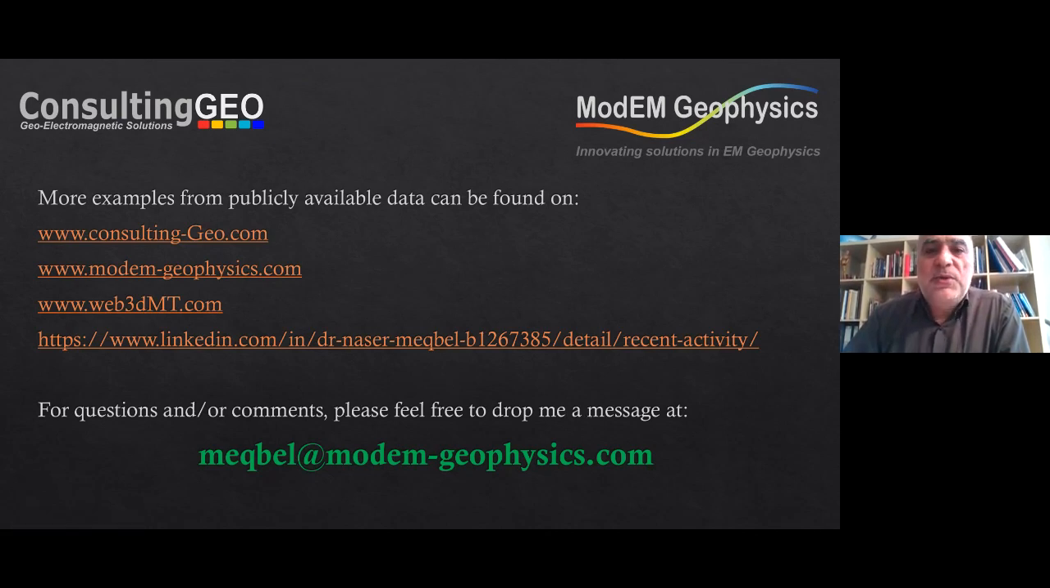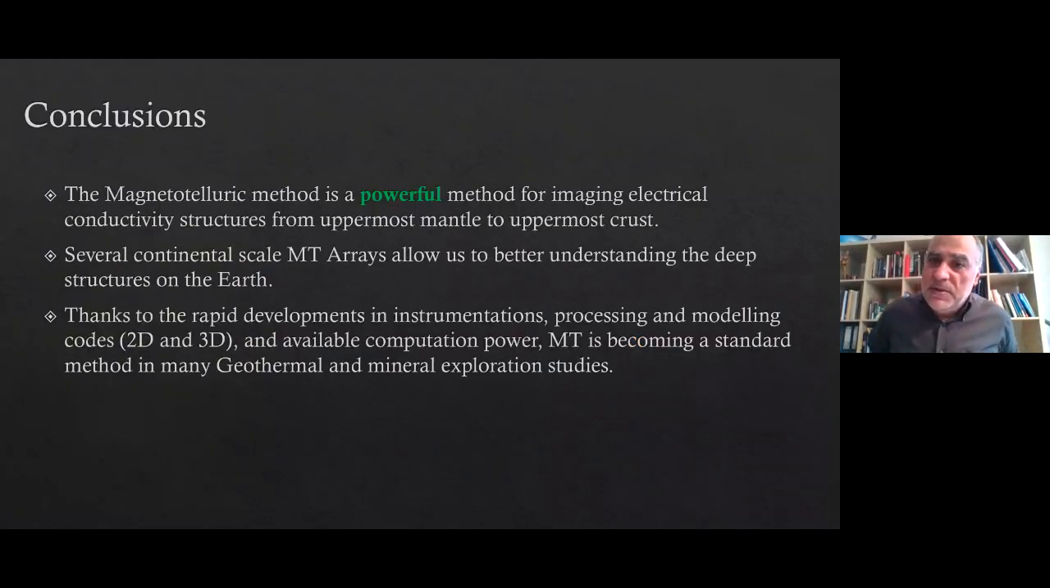So to conclude, the magnetotelluric method is really a powerful method for imaging electrical conductivity of the subsurface at various depth levels, from the uppermost mantle to the uppermost crust. Several continental scale magnetotelluric arrays have been collected from several places in the world. They allow us to better understand the deep structure of the Earth.